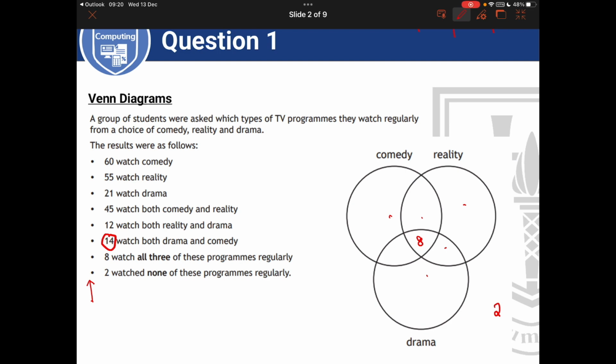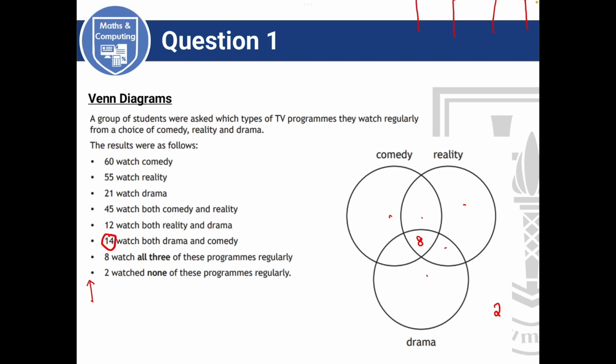Right, as you can see, I'm struggling to get this tab away, there we go. Okay, so what add 8 gives me 14? Well, that is going to be 6. So I get 6 in this intersection here. And that's how I'm going to deal with all of these bits here.